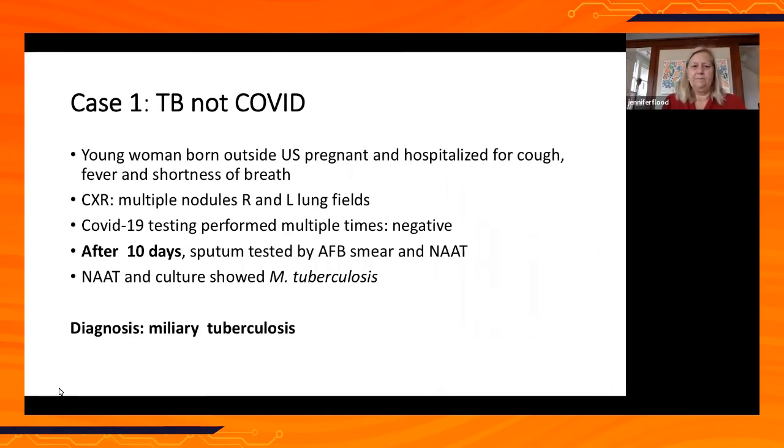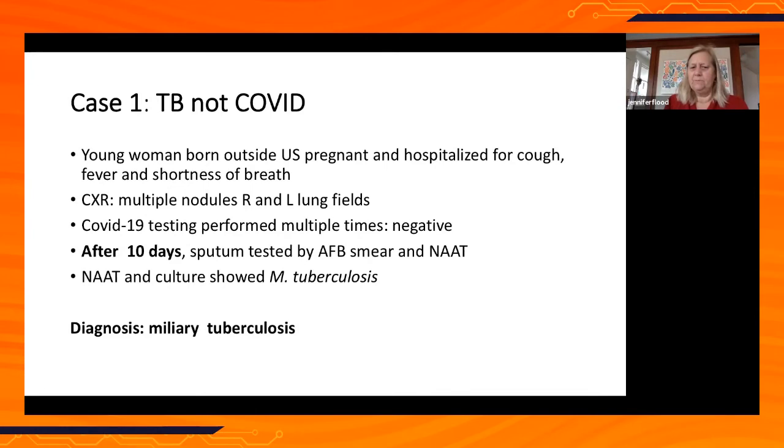The first case is a young woman born outside the US who was pregnant and hospitalized for cough. She had fever and shortness of breath. Her chest x-ray showed multiple nodules in the right and left lung fields. COVID-19 testing was performed multiple times and was negative. After 10 days, sputum was finally tested by AFB smear and nucleic acid amplification testing. Both showed, including culture, Mycobacterium tuberculosis.